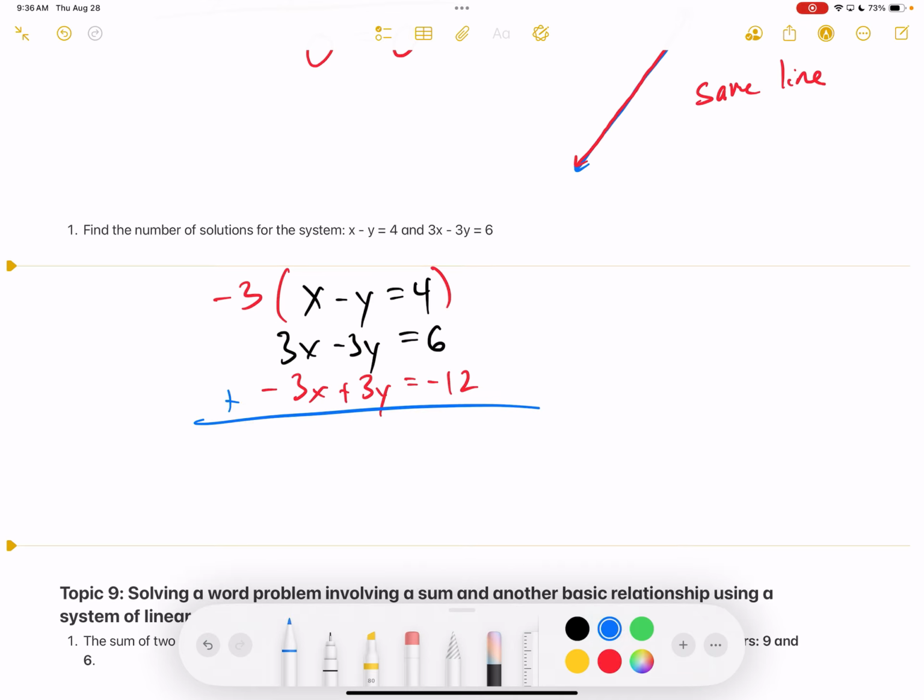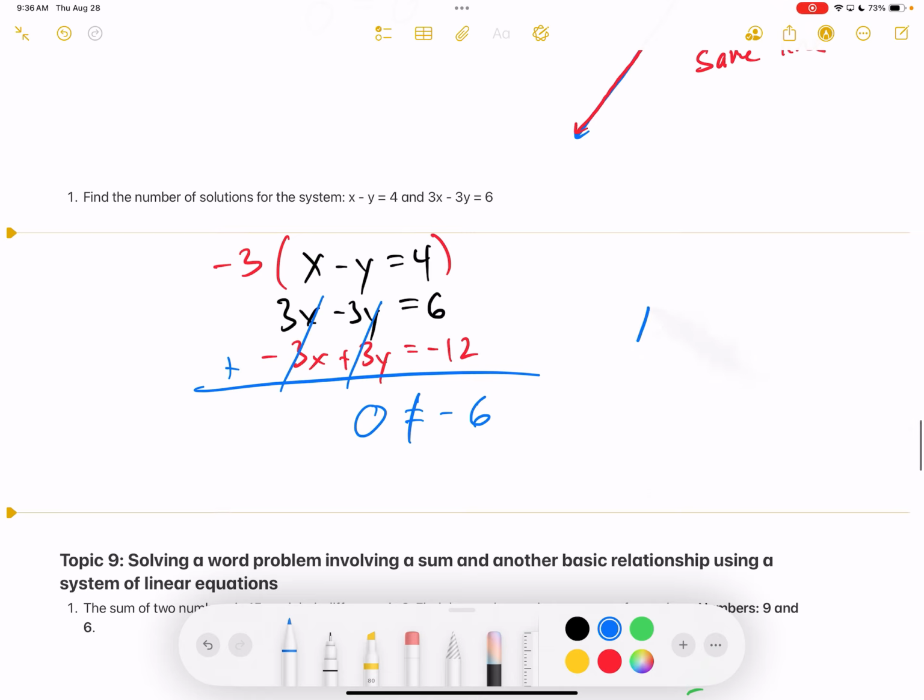When I go to add these up, 3x plus negative 3x cancel out. Negative 3y plus 3y cancel out, so I have nothing on this side. 6 minus 12 would be negative 6, or 6 plus negative 12. So 0 does not equal negative 6 here. This is no solution because it doesn't come out equal.